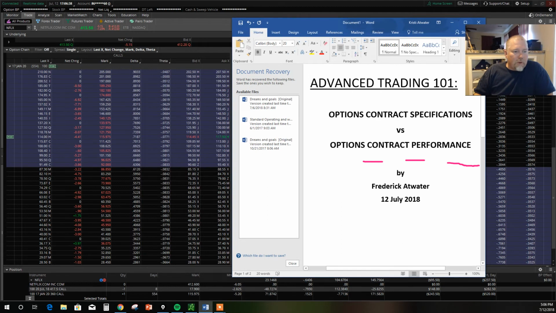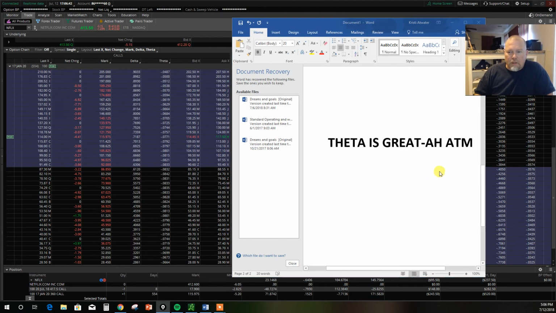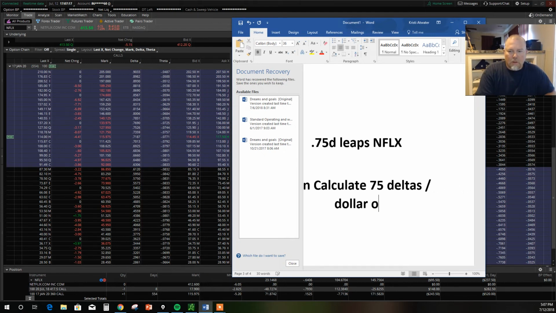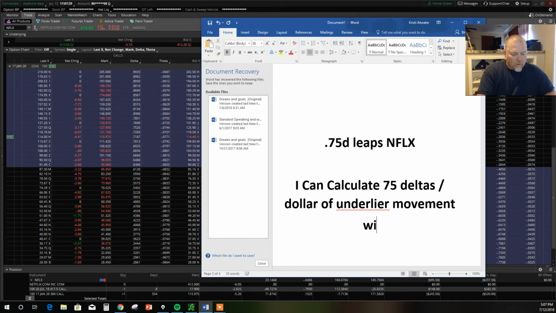So I can become very predictable on contract performance. So if I buy the 0.75 delta LEAPS on Netflix, I can calculate 75 deltas per dollar of underlier movement with a high degree of accuracy.